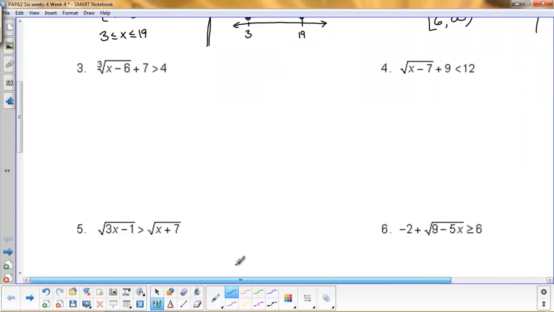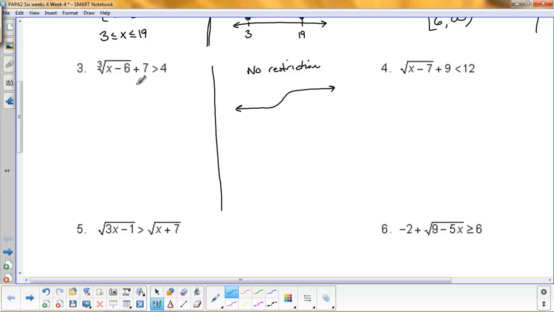All right, notice the index of the radical. Because of the index of the radical being a 3, there is no restriction. Visual aid for you. The cubic root parent function looks like this. There is no beginning nor end. The important part about number 3, though, is that we do not have an isolated radical.